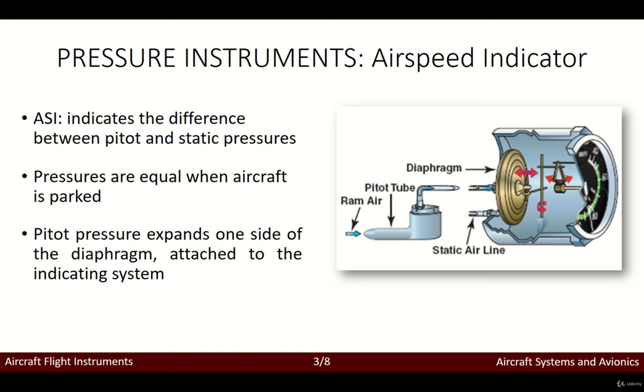This instrument actually introduces the static pressure into the airspeed case, while it will be the pitot pressure, the dynamic pressure, which will actually perturb in one way or another the diaphragm. The dynamic pressure will tend to expand or contract one side of the diaphragm, which, as you can see, is a mechanism which allows for expansion or contraction, okay? And because we have this diaphragm attached to an indicating system, we will be able to determine the velocity of the aircraft, right?